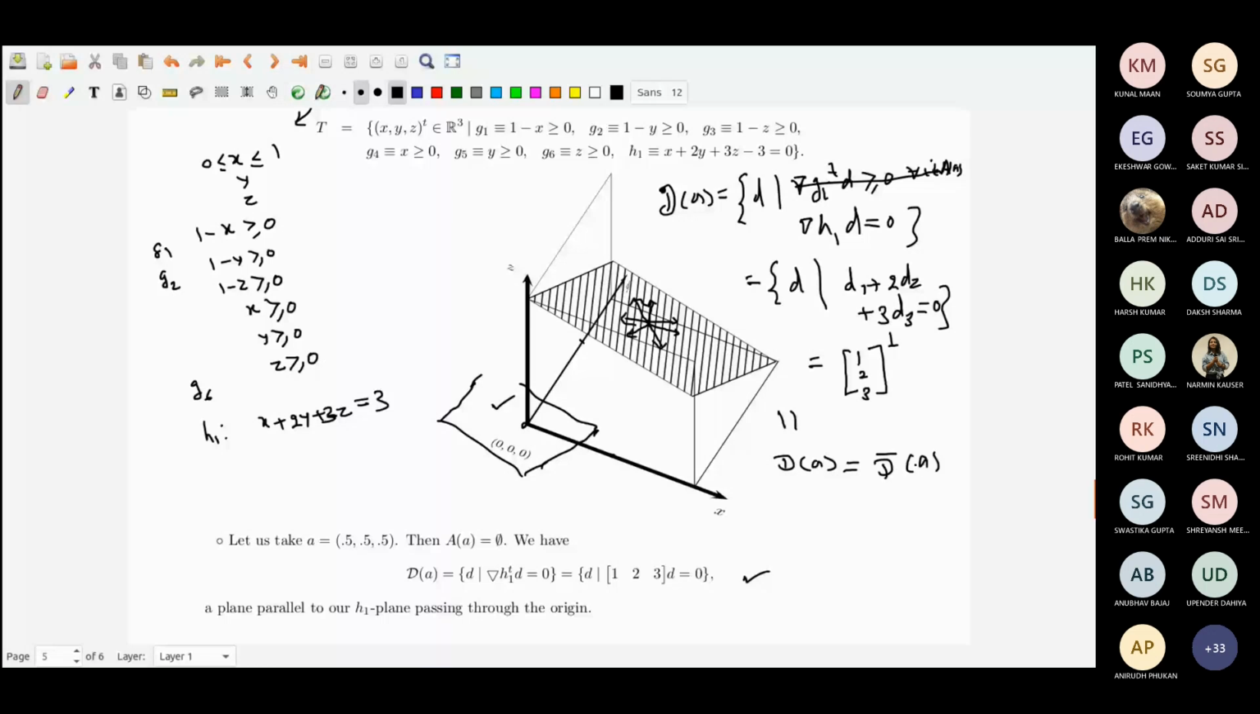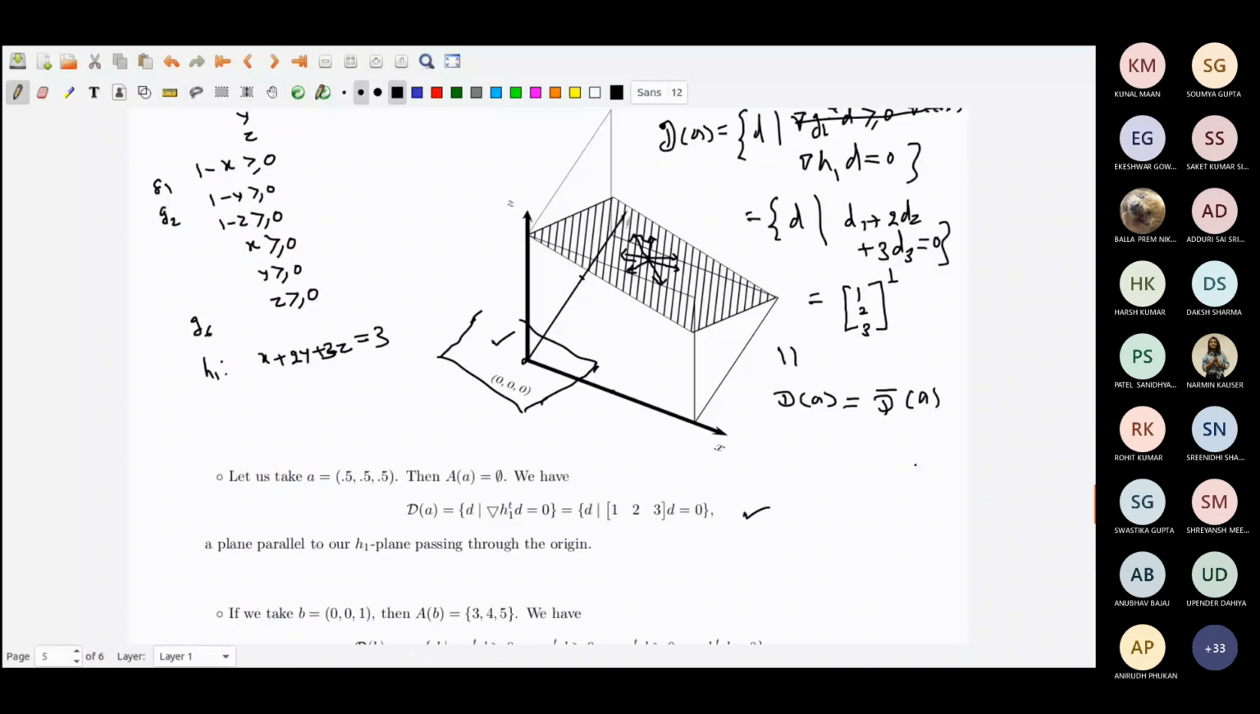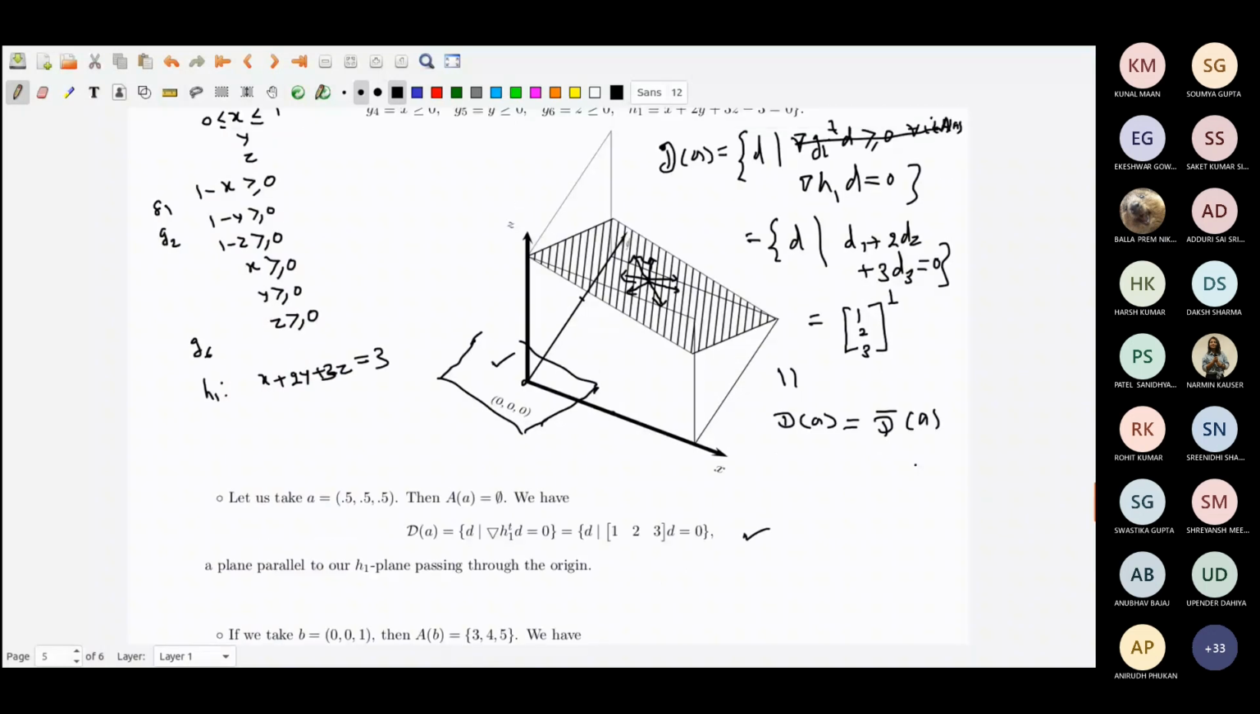Okay, that is fine. And then one more, (0, 0, 1). Suppose I am considering the point (0, 0, 1). Now I want to compute the linearizing cone. Fine, let me compute it here.